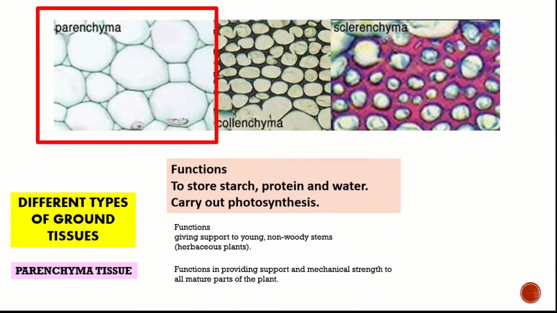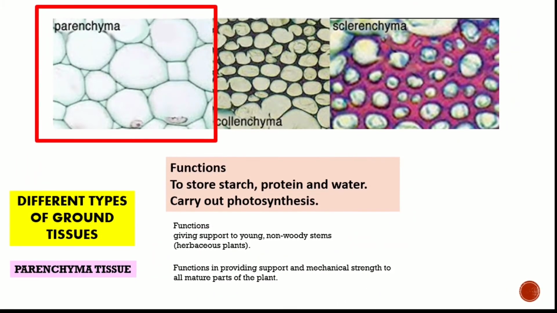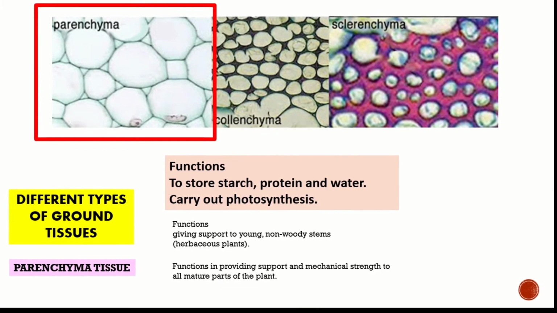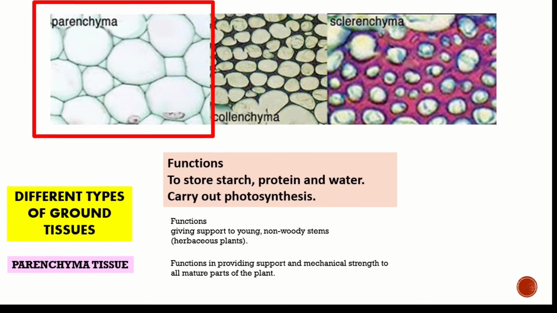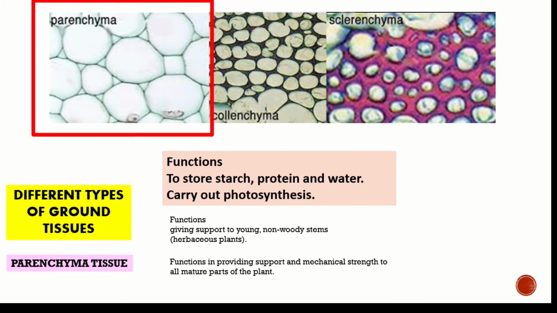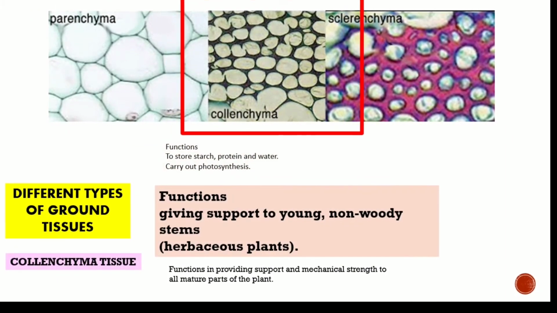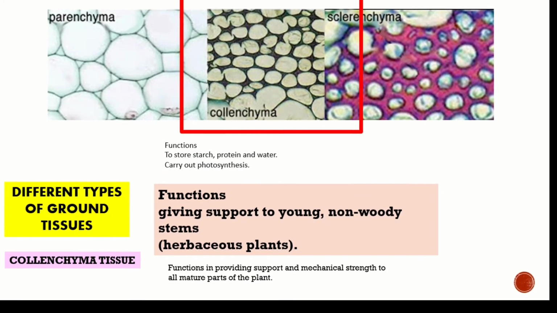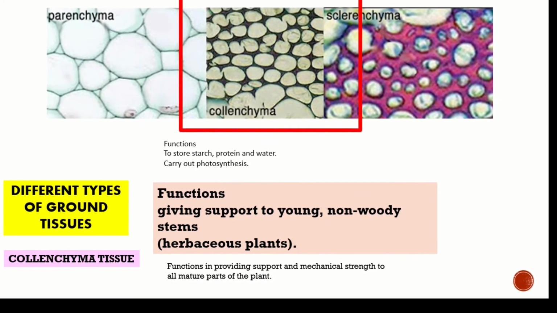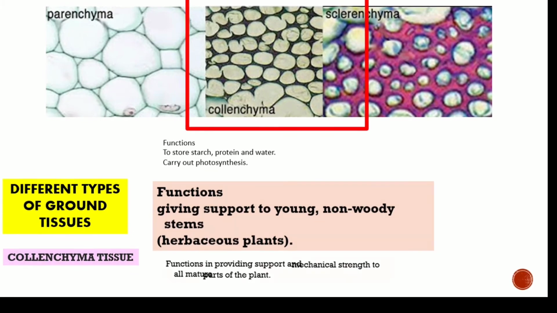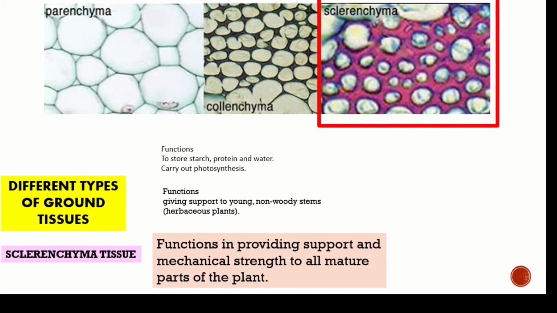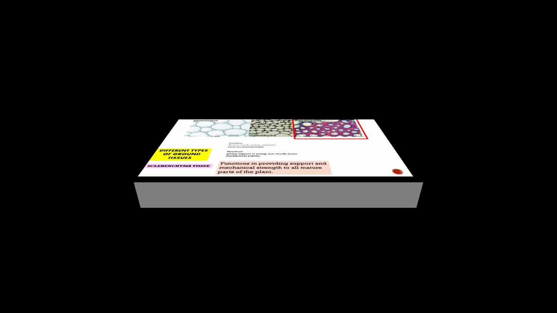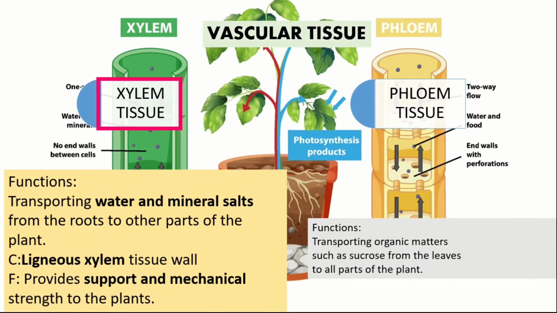Let me discuss the parenchymal tissue, which is one type of ground tissue. Its functions are to store starch, protein, and water, and to help carry out photosynthesis. Second one is the collenchymal tissue. Its function is to give support to young non-woody stems, especially in herbaceous plants. And sclerenchymal tissue provides support and mechanical strength to all mature parts of the plants.